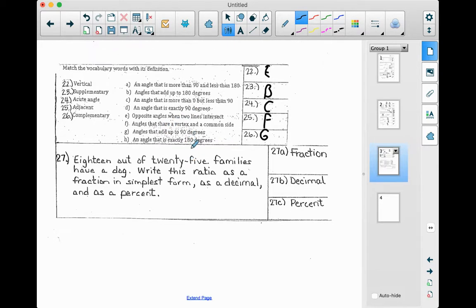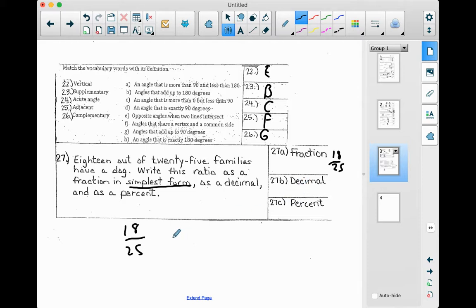All right, last few questions are some review. Here we got 18 out of 25 families. We're going to write it as a fraction, a decimal, and a percent. So 18 out of 25 is already a fraction. The only thing we would need to do is see if we can reduce it. We could check, but there is nothing that we can divide both 18 and 25 by. So that is already in simplest form. So 18/25 is the fraction.